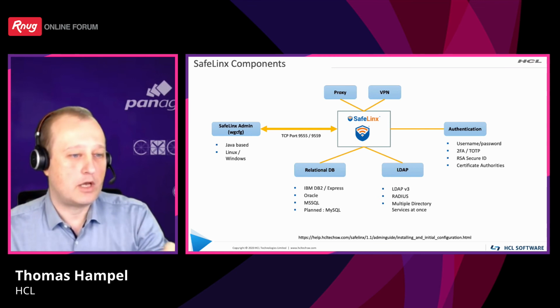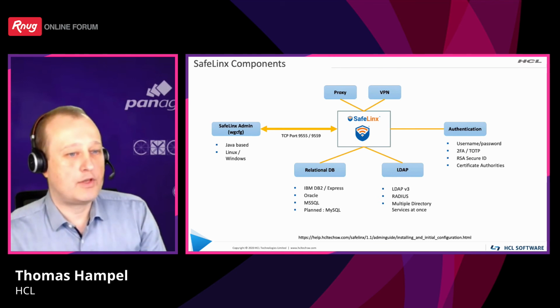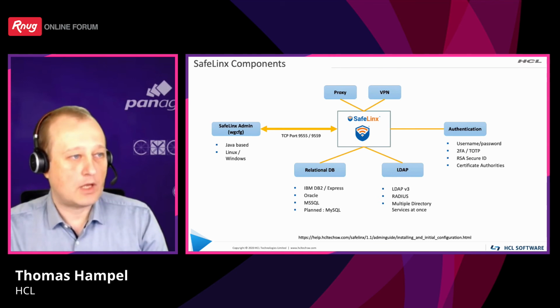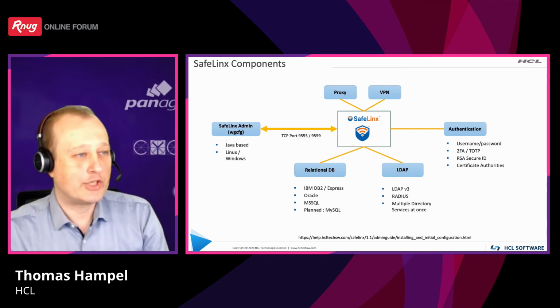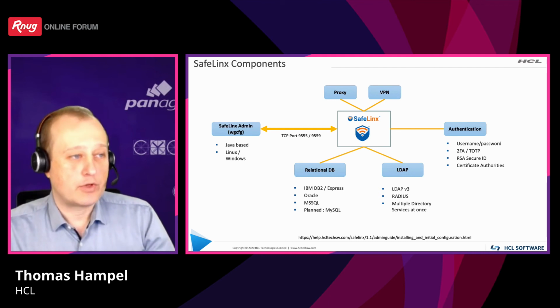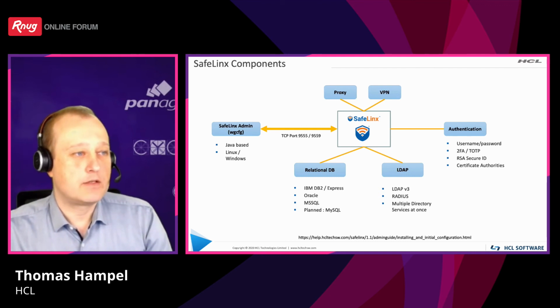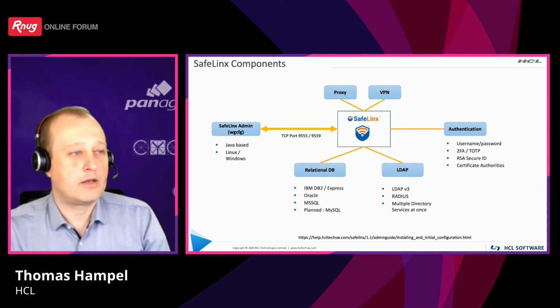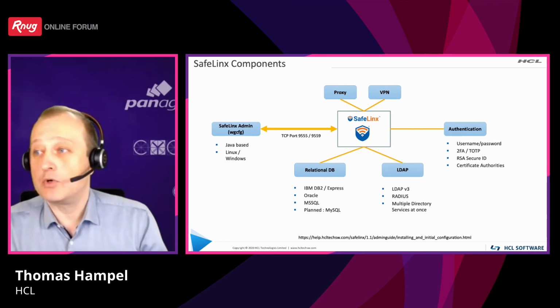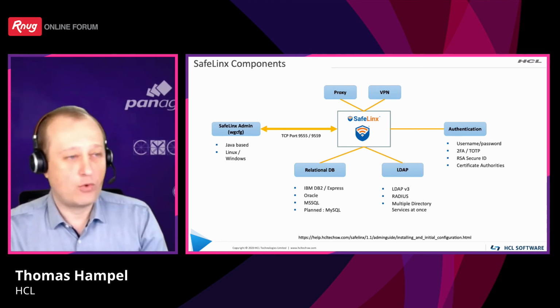The components we've just explained is the Safelinx server in the middle. We need an LDAP to do the authentication. There are some advanced authentication options. And the administrator uses a Java-based client to make configuration changes. The technology or the resulting functionality is proxy and VPN. And this already can provide all of what we've explained before.